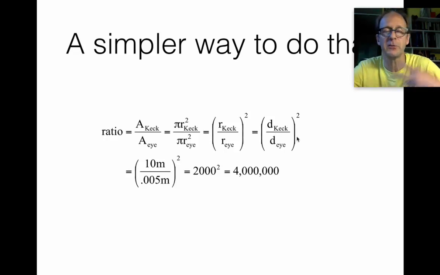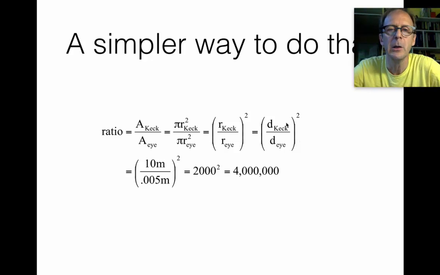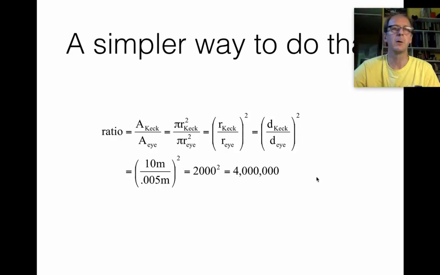If the telescope has twice the radius of another telescope, its diameter is twice the diameter of the other telescope. So for the Keck telescope, we can simply take 10 meters divided by 0.005 meters, 5 millimeters. That gives us 2,000, but don't forget that we're squaring that. So 2,000 squared gives us 4 million. Now I know that looks longer, but now you can just remember the basic rule is you take the ratio of the diameters and you square it.